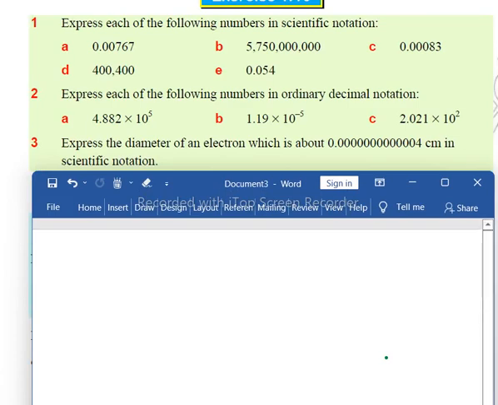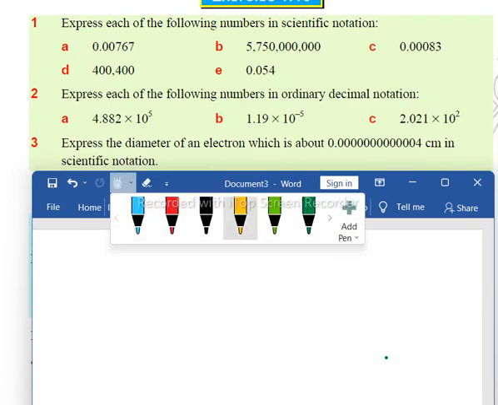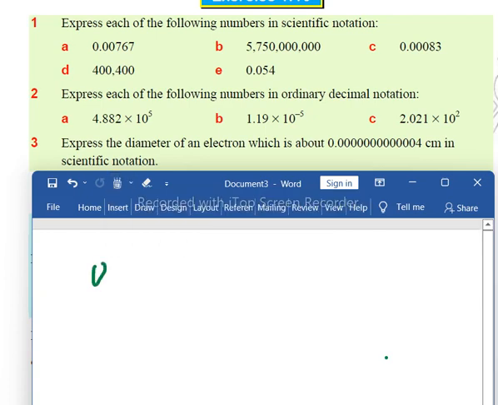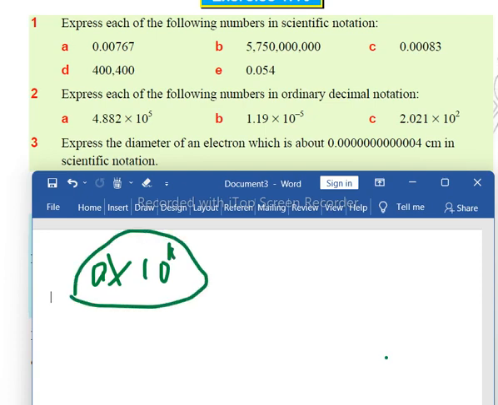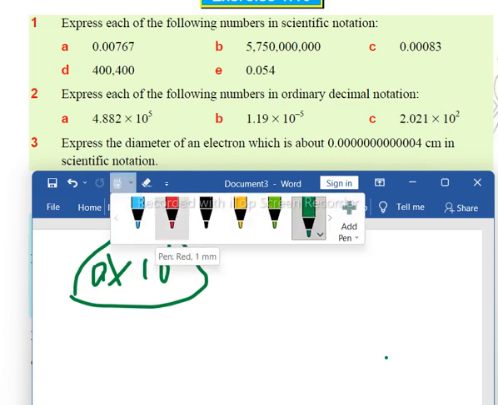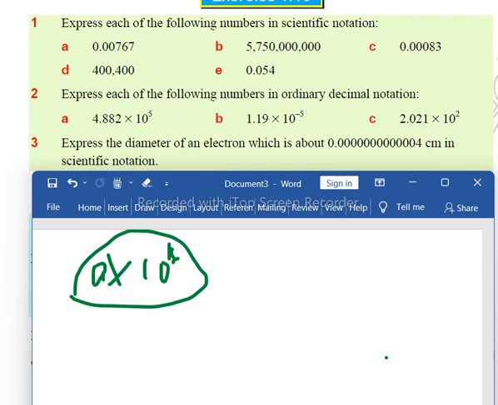As we know, scientific notation is written in the form of a times 10 to the power of any number k here. This is the form of writing a scientific notation, so we have to write this number in the form of this. If the number is decimal, k will be negative. If the number is not decimal, k will be positive.